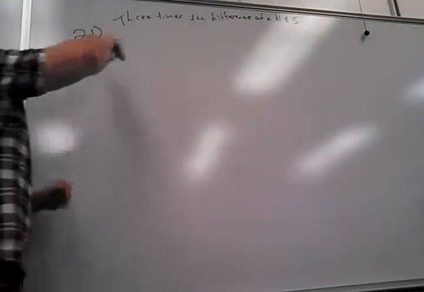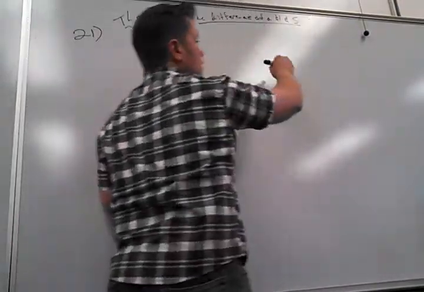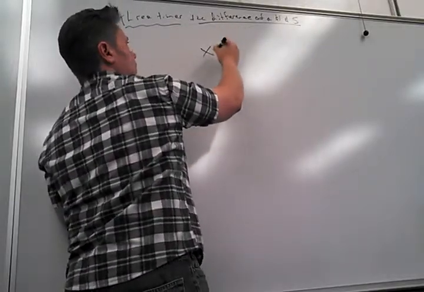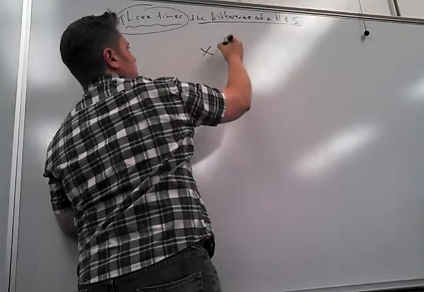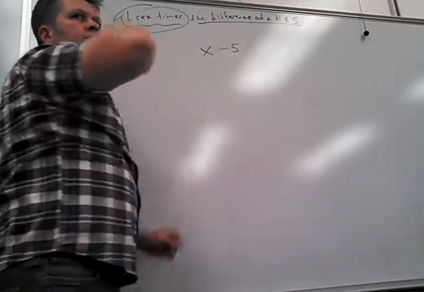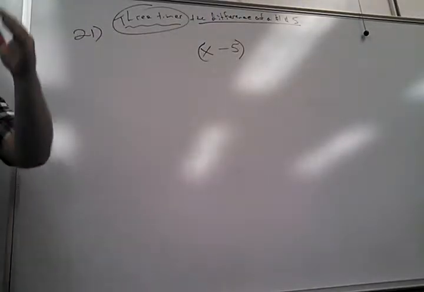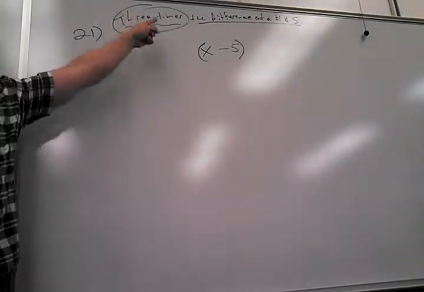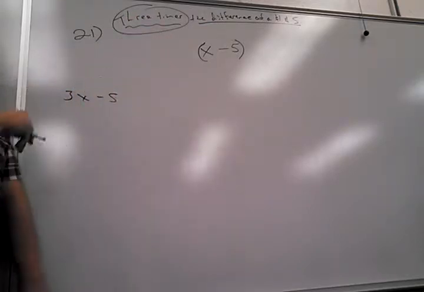So 3 times the difference. I don't know what to multiply by 3 yet. I got to write this out first. What is the difference of a number in 5? x. Don't bring the 3 into it. Minus 5. The difference of a number in 5 is x minus 5. Now I want to take the whole difference and multiply it by 3.